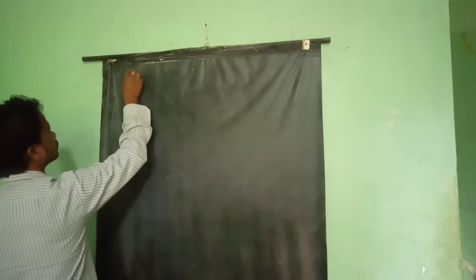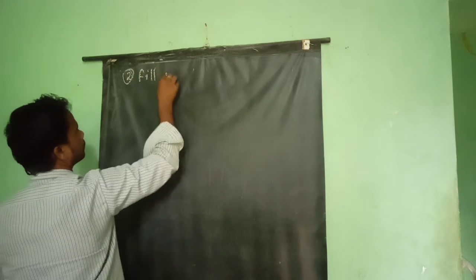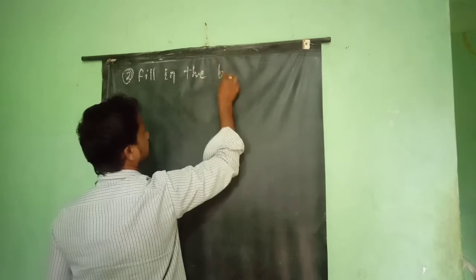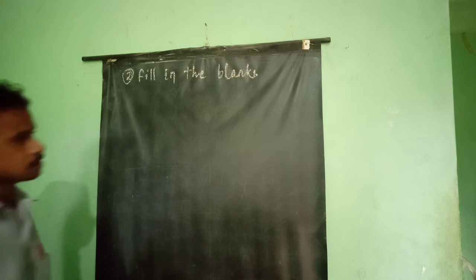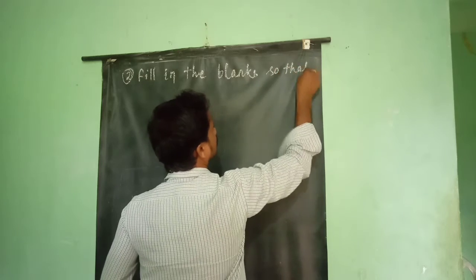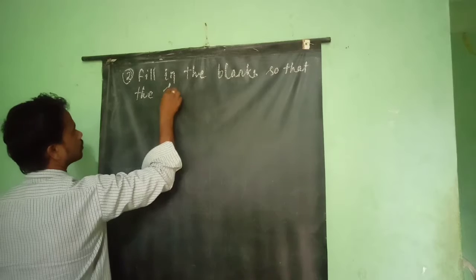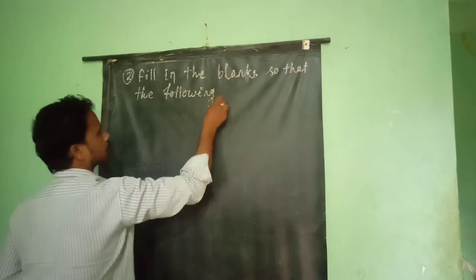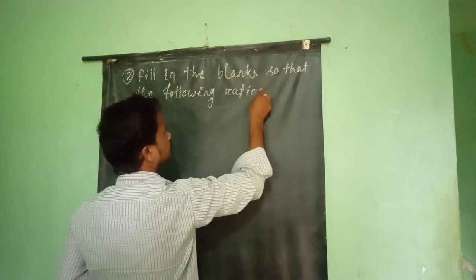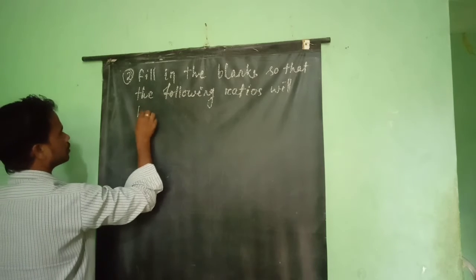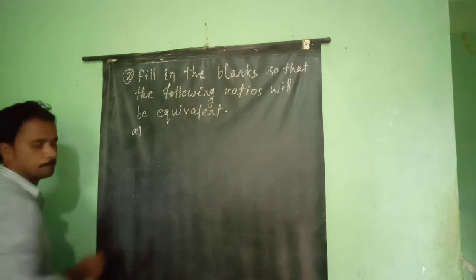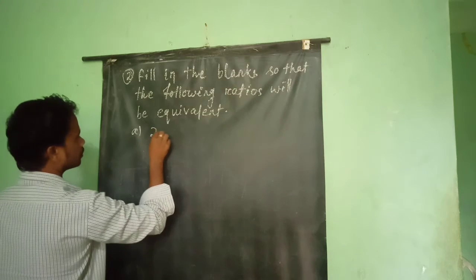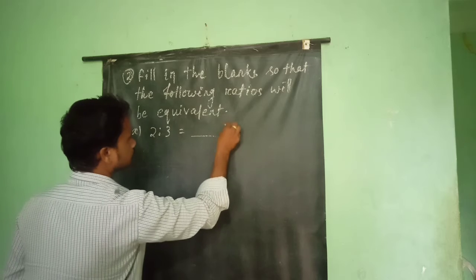Now write your next question. Number 2. Fill in the blanks so that the following ratios will be equivalent. Number A, 2:3 is equal to dash is to 9.